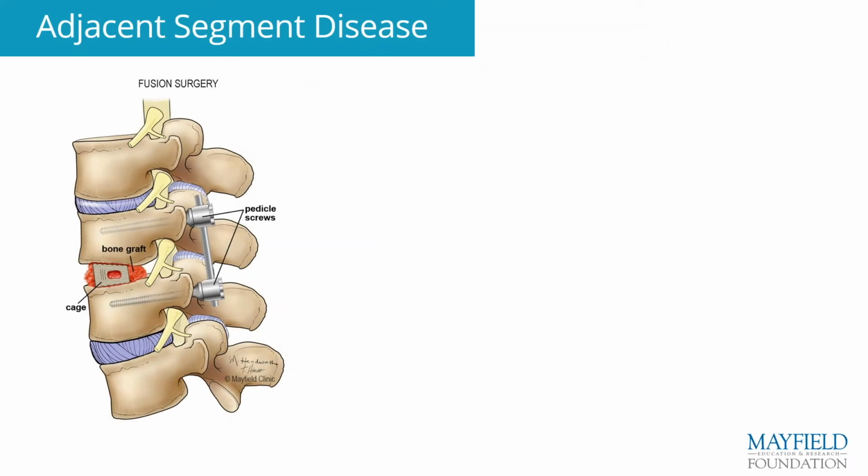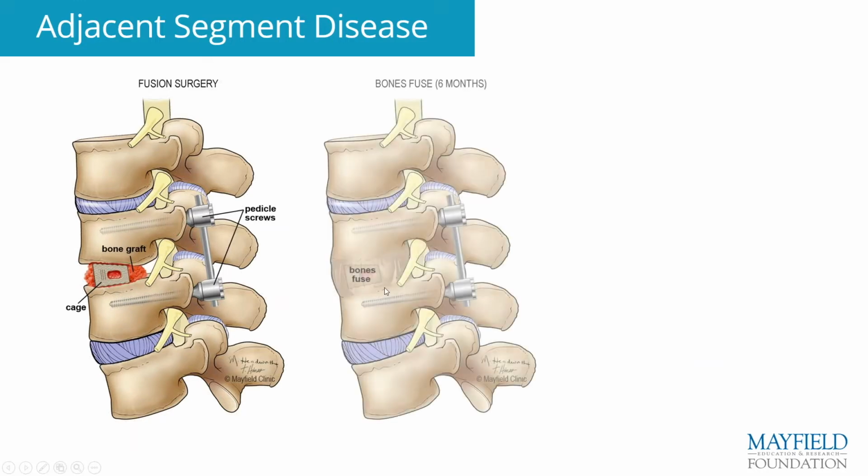Lastly, I want to talk about adjacent segment disease. So the concept of adjacent segment disease is one in which we have a disease level that gets operated on. Maybe it requires a fusion. So you can see here, pedicle screws, a cage, bone graft. At one point, this was a disease level where the patient was having symptoms. The surgeon decided you need a fusion. You get the fusion, everything heals well.